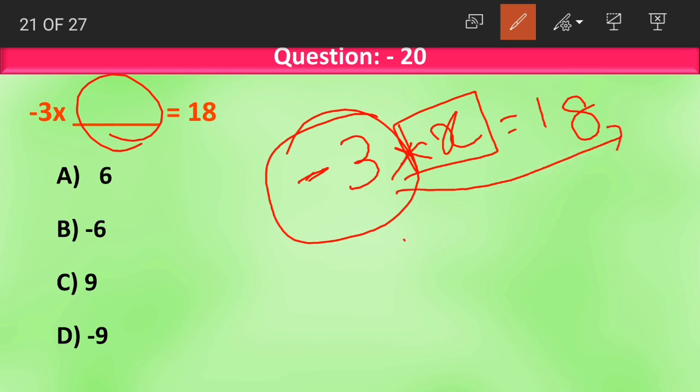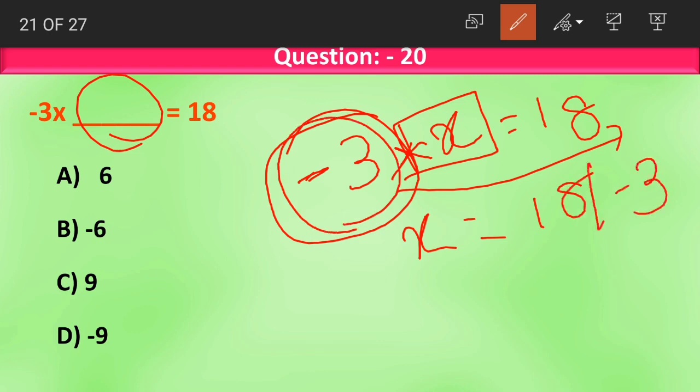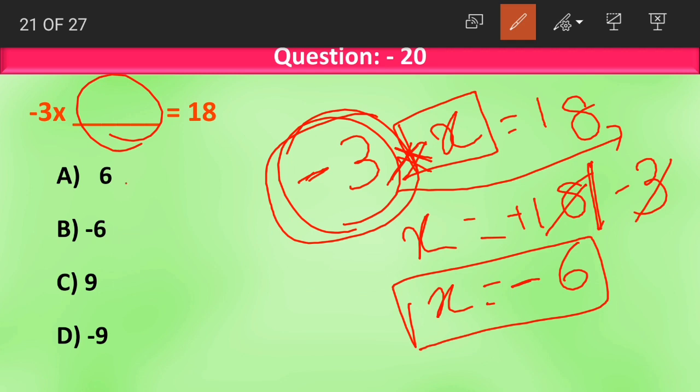When it goes to the other side, it becomes the reverse of it. What is the reverse of multiplication? It is division. So, x is equal to 18 divided by minus 3. Minus 3, which is in multiplication here, becomes a number in division. There will be no change in the sign, class. Now 3 6s are 18, and the signs are different, so the result will be negative. x is equal to minus 6.